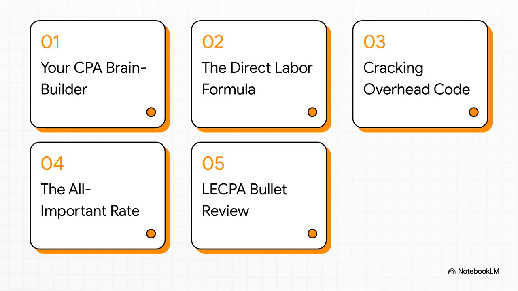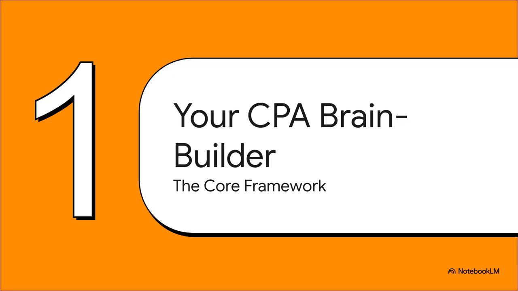So here's our game plan for this session. First up, we're going to set up our CPA brain builder. Then it's straight into the direct labor formula. After that, we'll crack the code on manufacturing overhead and then tie it all together with the all-important overhead rate. And we'll wrap up with a quick-fire bullet review to make sure it all sticks. Let's do this. Okay, let's kick things off with the actual secret to mastering this whole topic.